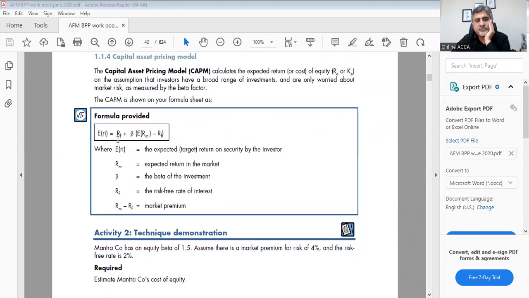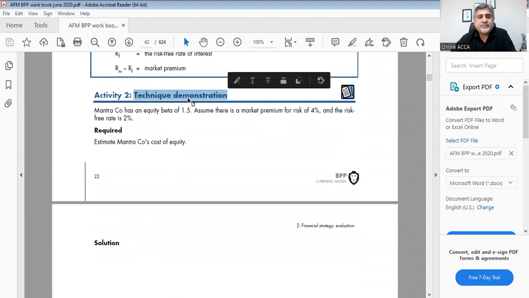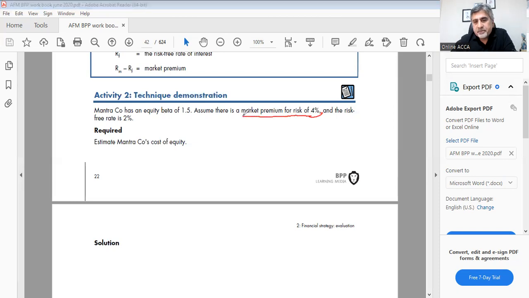So this is the same formula which you have for RF plus beta into RM minus RF, which is market premium, market return. It says that technique demonstration, Mantra company has an equity beta of 1.5. Assume there is a market premium for risk of 4%. Okay, now here you should understand. When it says market premium, it does not mean that it is RM. It means that it is RM minus RF already. So they have not given you RF in this case. If you notice, they are telling you RF is 2% actually.